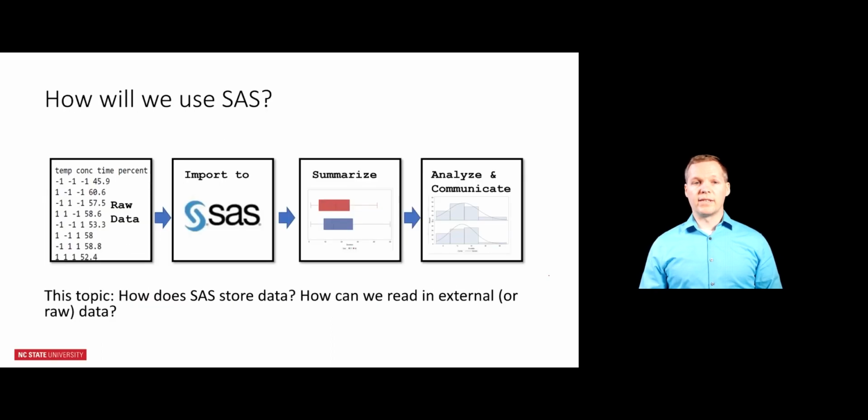So we've seen this picture before. That is sort of describing the overall process or flow that we want to do. And we want to take raw data that's not in our program yet, bring it into SAS. So by the end of this module, we'll be able to do that. Again, the point of that is once we do that, we're able to then summarize it, analyze it, and communicate it pretty easily.